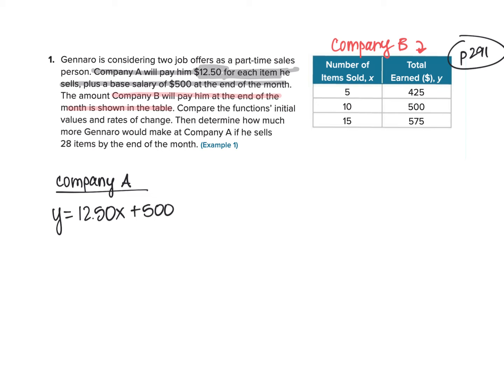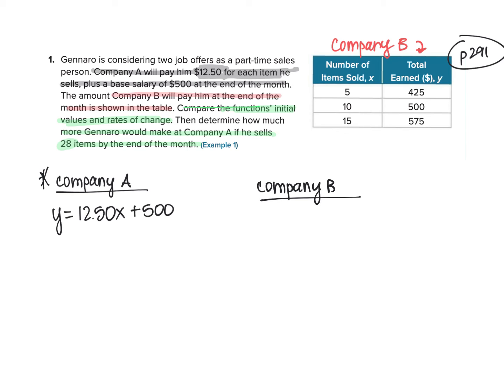Okay, so let's see what the question actually says. It says compare the functions' initial values and their rates of change. And then how much more would Gennaro make at Company A if he sells 28 items? All right, so hopefully you guys are already thinking in your head like, hey, I got Company A. I need Company B's equation. So that means I need to find the rate of change and initial value. Okay, I want you to think for a second, how would you do that? Push pause, you try it for a second before you actually watch me do it.